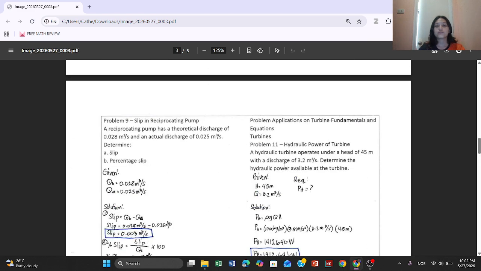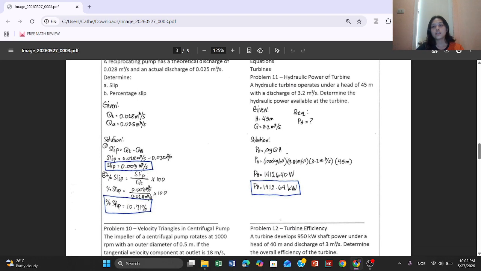Next, problem number 11 is about application of turbine fundamentals and equations. It is about the hydraulic power of a turbine. A hydraulic turbine operates under a head of 45 meters with a discharge of 3.2 cubic meter per second. Determine the hydraulic power available at the turbine. We have given a head of 45 meters, discharge of 3.2 cubic meter per second, and the required would be the hydraulic power.